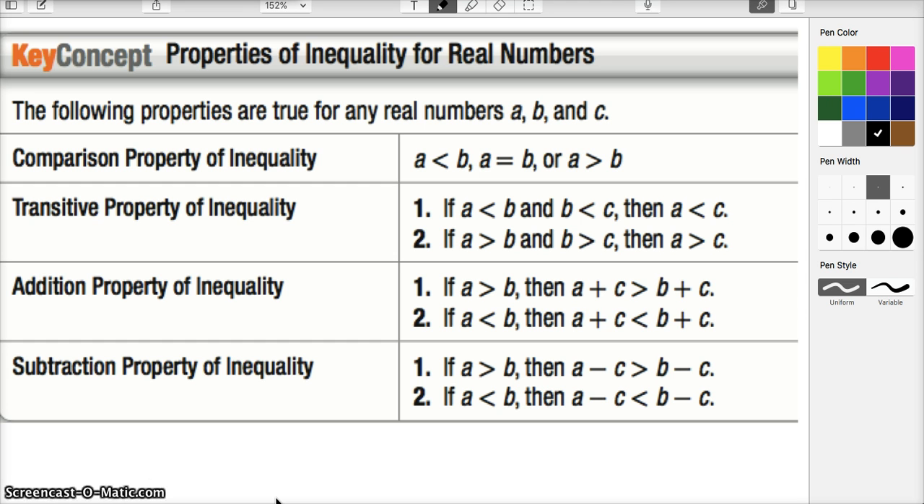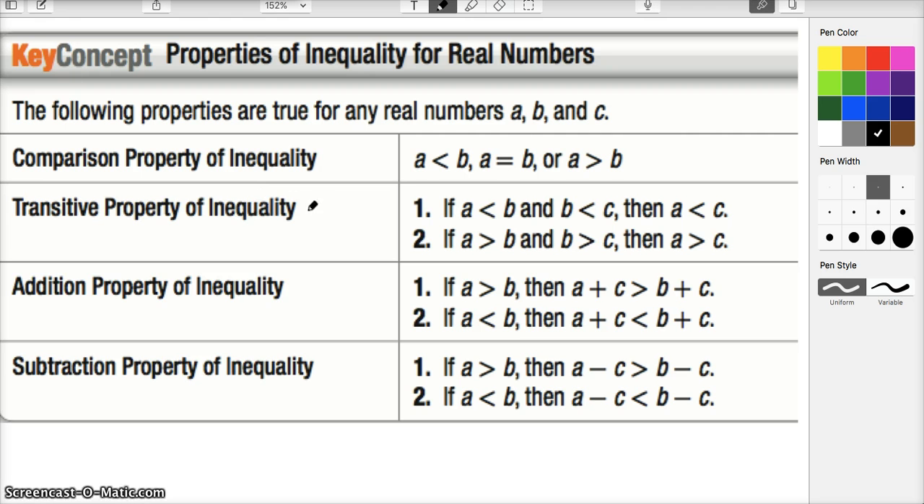Here, let's just remember a little bit of the information that we know about inequalities. When we talk about inequalities, it's just a way to compare numbers. So we know that we can compare numbers and say that A is greater than B, A is less than B, sorry about that, A is equal to B or A is greater than B. Any two numbers are going to fit into one of these categories.